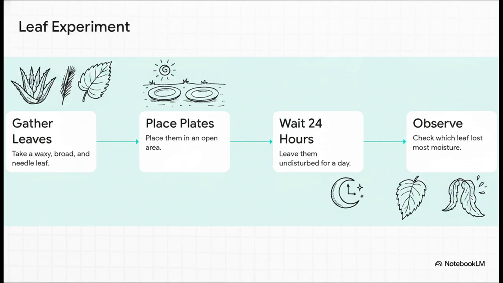The next day, you'll see the broad, thin leaf has dried up and curled the most. This perfectly shows why desert and hill plants have waxy or needle-like leaves. It completely stops them from drying out.